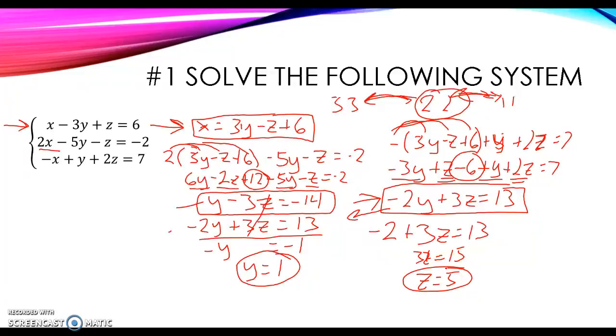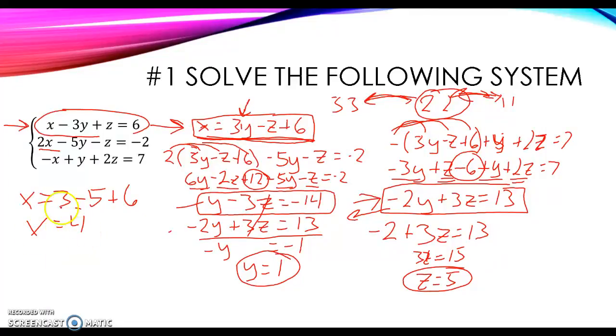So z is 5, y is 1, and if I go back, I can use what I wrote x as equaling to figure out what x is. I know that x is equal to 3y, which is 3 times 1, which is 3, minus z, which is minus 5, plus 6. And 3 minus 5 is negative 2, and negative 2 plus 6 is 4. And so my solution is the point where x is 4, y is 1, and z is 5.